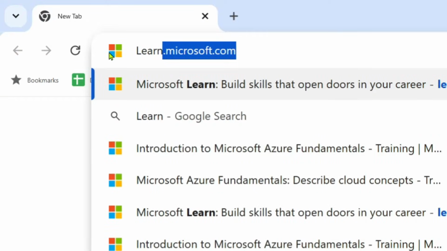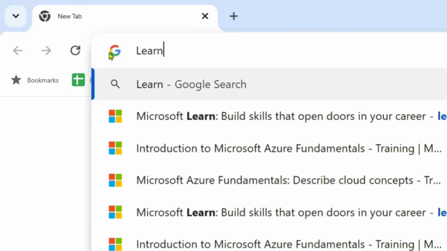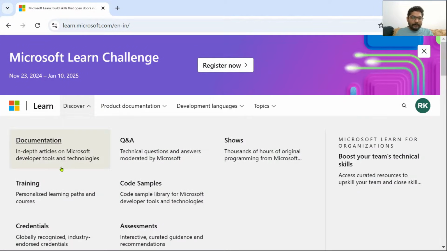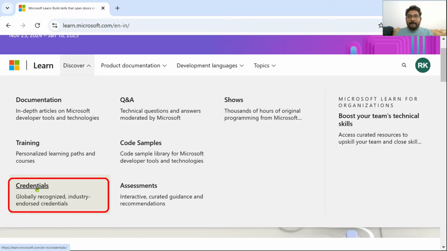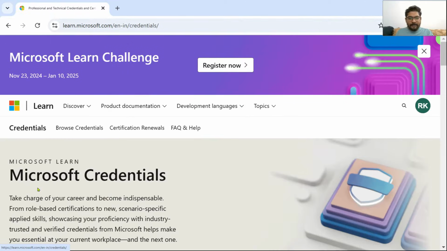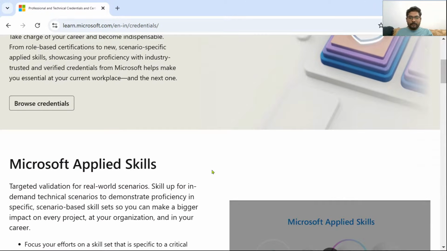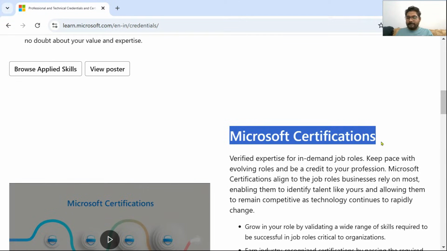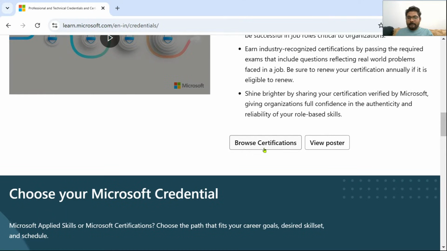The very first thing, let's go to learn.microsoft.com. Once you go to this particular page, here on the top, you have certain options: discover, product documentation, and all of this. Click on discover. And here you have something called credentials. Click on credentials. Scroll down. And here you find something called Microsoft certifications. Go and click on browse certifications.